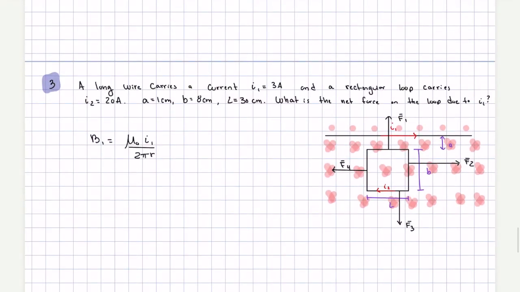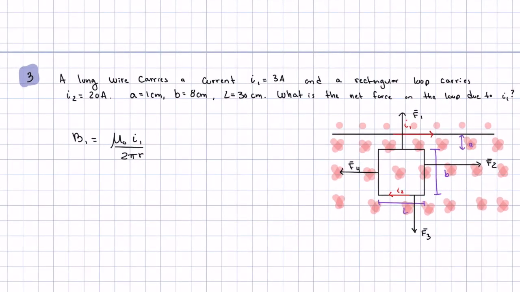Problem 3 says we have a long wire carrying a current I1 equal to 3 amps, shown here. We then have a rectangular loop carrying a current I2 equal to 20 amps in this direction, shown here. A is equal to 1 centimeter, B is equal to 8 centimeters, and then L is 30 centimeters. What is the net force on the loop due to this current here?